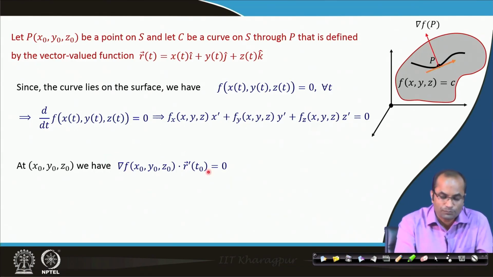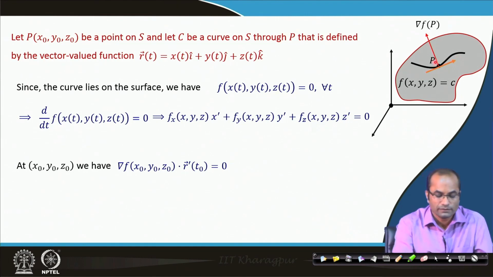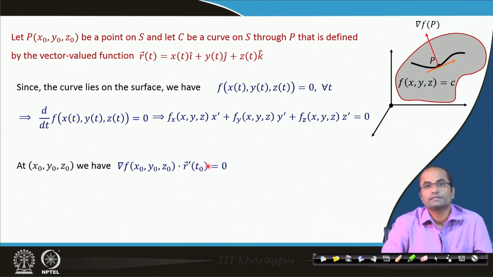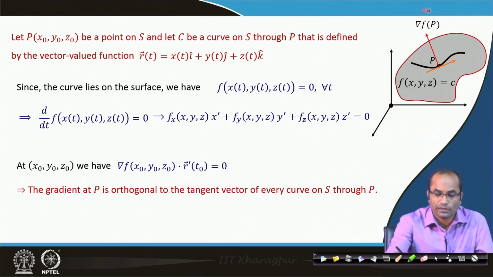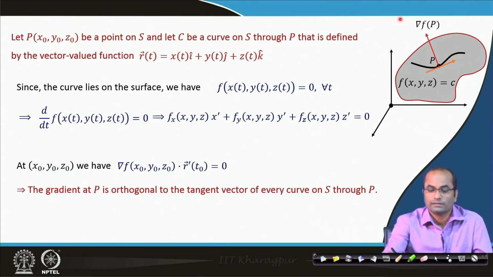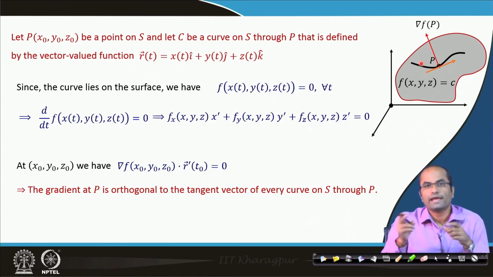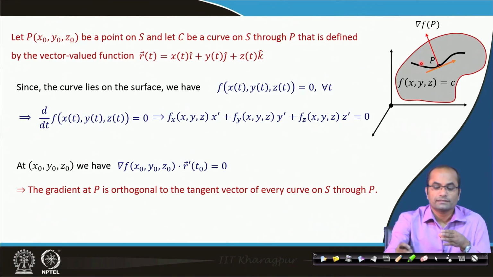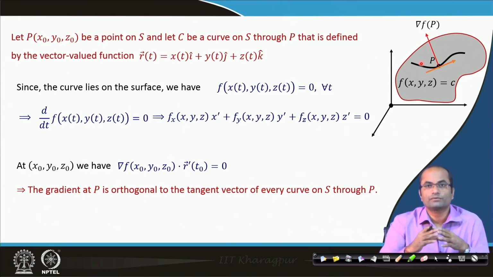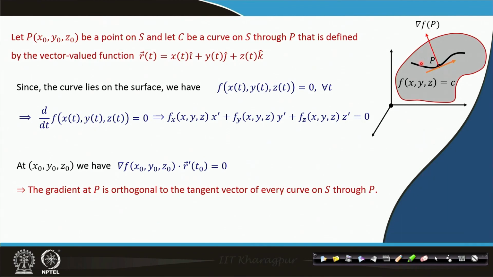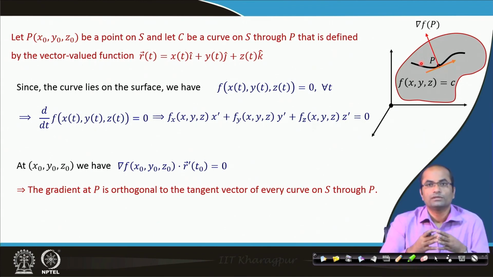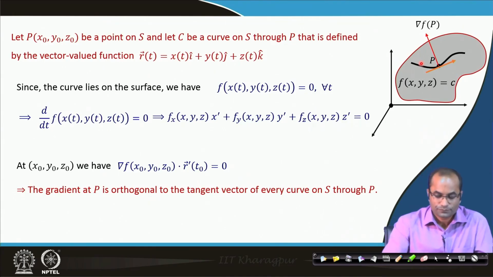That we have this r prime, which is the tangent vector, and with this del f, the dot product is 0. That means this del f is perpendicular to this tangent vector. And exactly this is the point here, that through this point P, you take any curve, and then this del f will point in the direction which is perpendicular to the tangent at this point. So, more precisely, this del f will be the normal to the tangent plane.